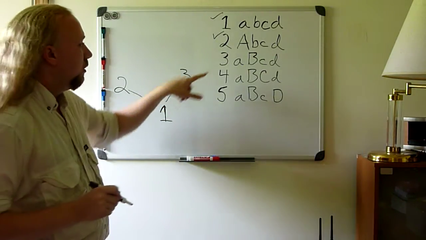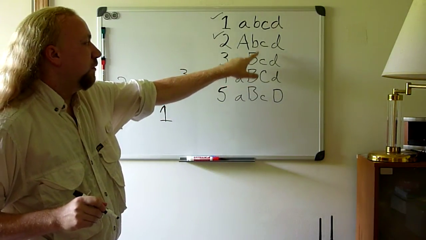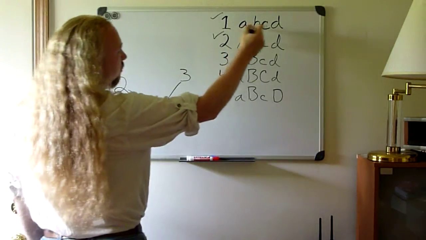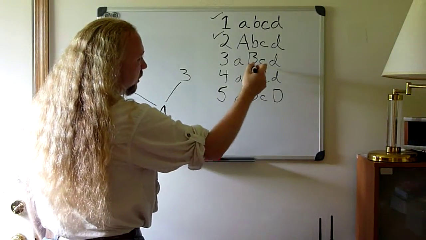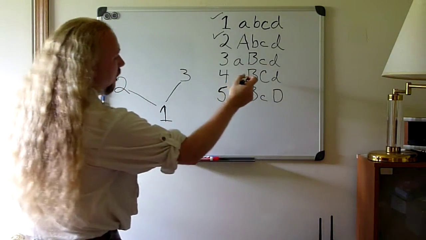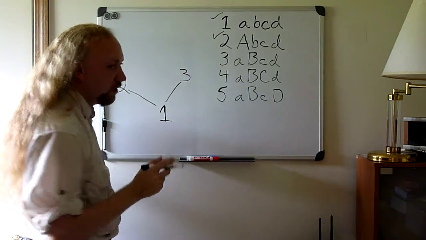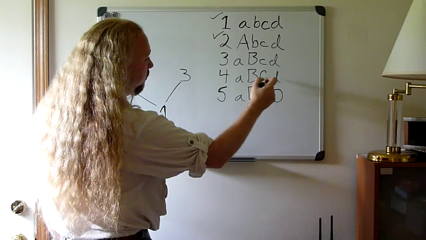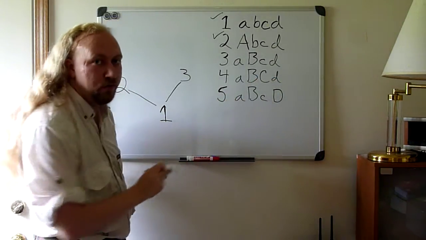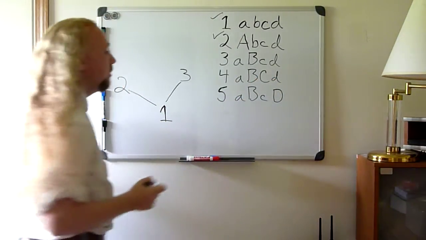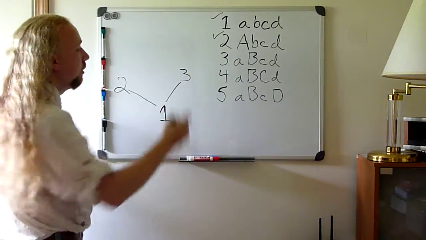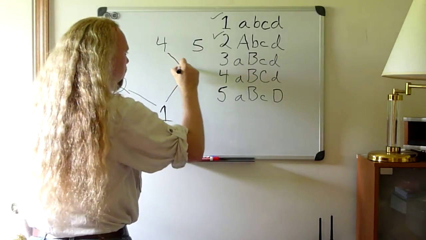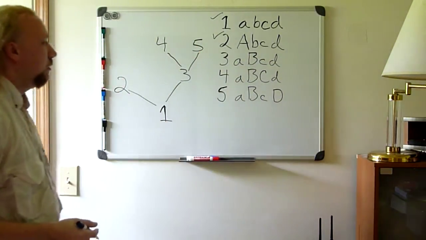That way, this derived form of trait B only evolves one time, right? This change from 1, where it's lowercase, to 3, uppercase. Now, 4 and 5 have different derived traits aside from B. 4 has a derived form of trait C, and 5 has a derived form of trait D. So from here, they're going to have to be separate. So we'll put 4 here, 5 here, and there we have it.